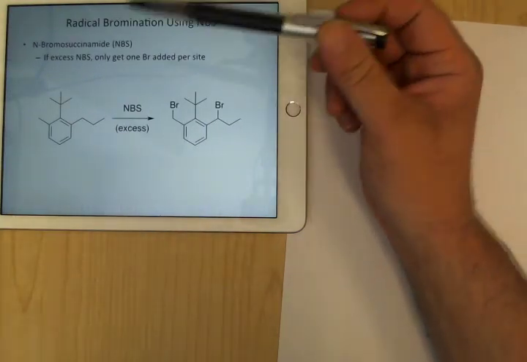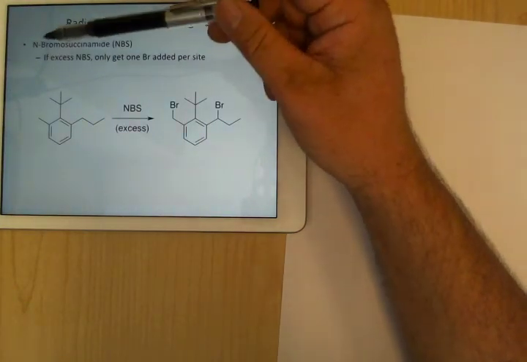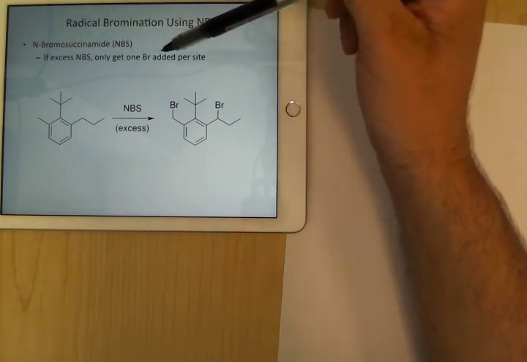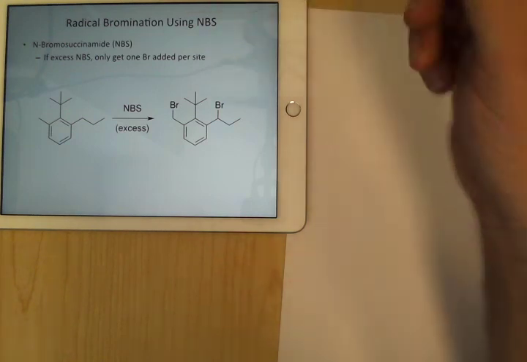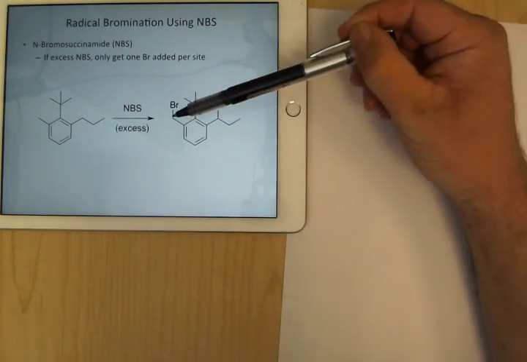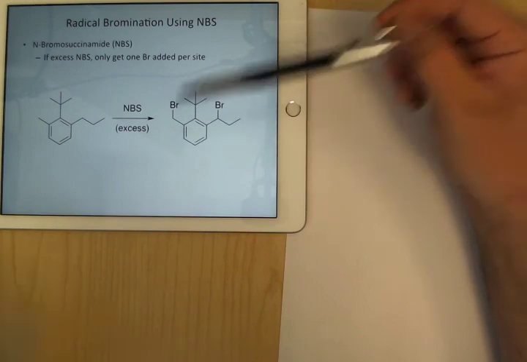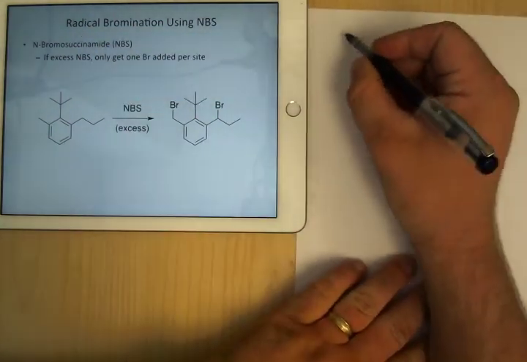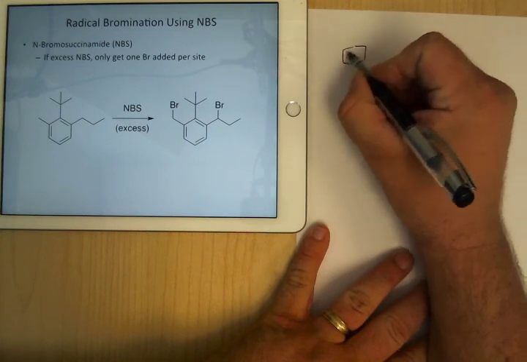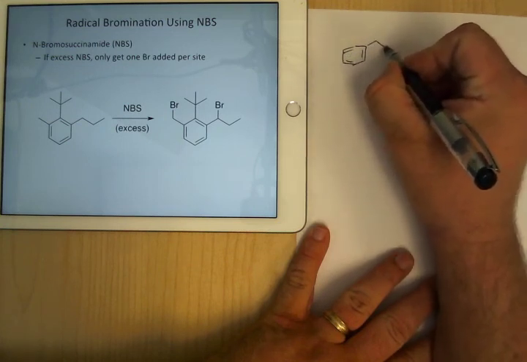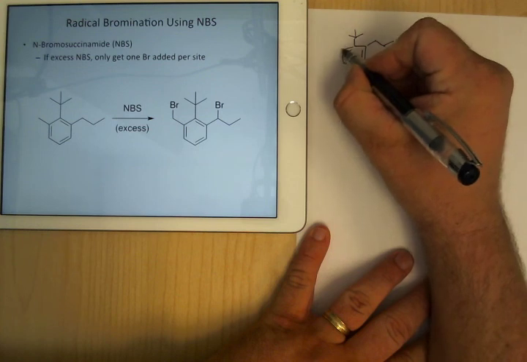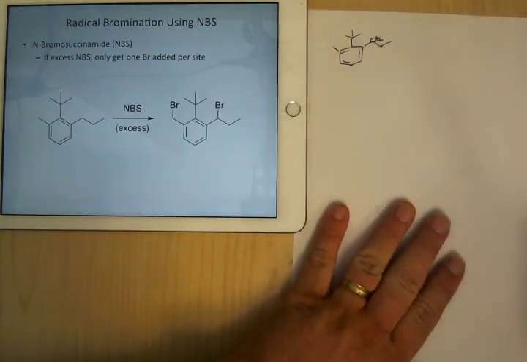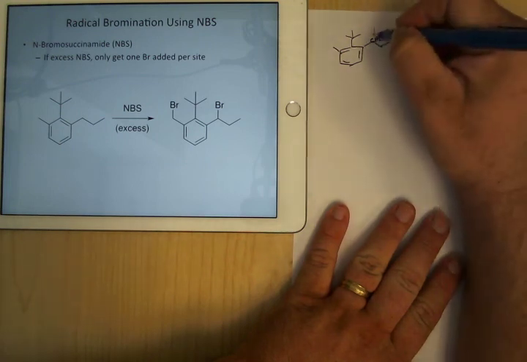With NBS, only one bromine gets added per site. So you're not going to get a whole bunch of bromines here and a whole bunch of bromines there. You add one and then it stops. But if you notice on this compound, like here, this is a CH2, so we can add it here.